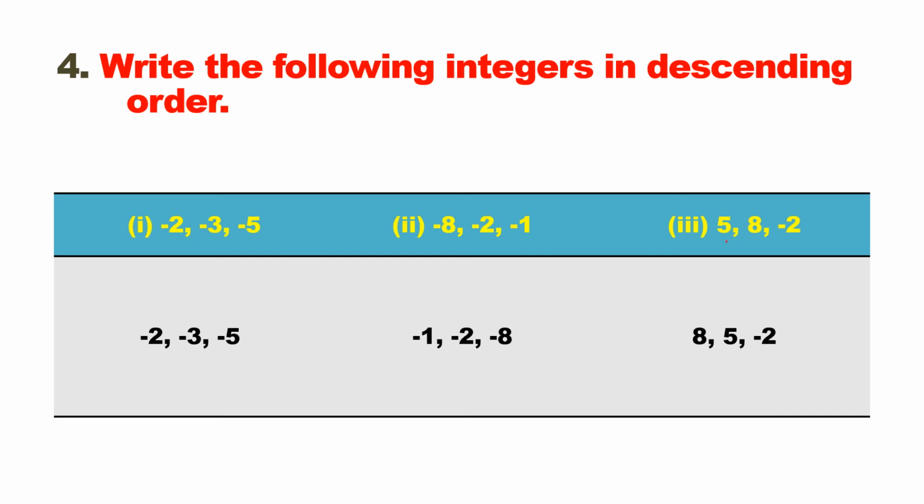Here there are two positive numbers and one negative number, right? Always the positive numbers are big. So from the big one, 8 is the big one, and here 5, and last is minus 2. Clear? Let us go to the next problem.